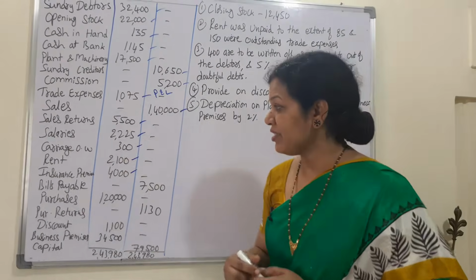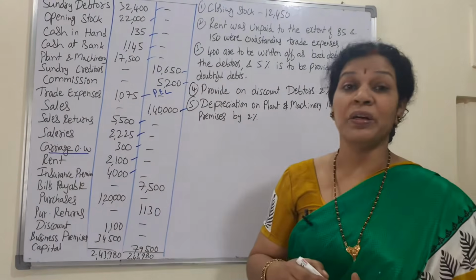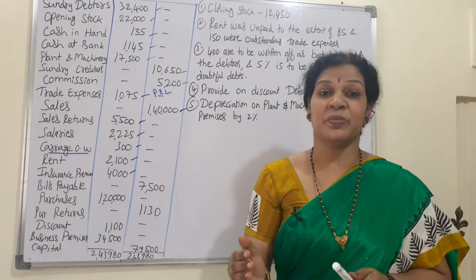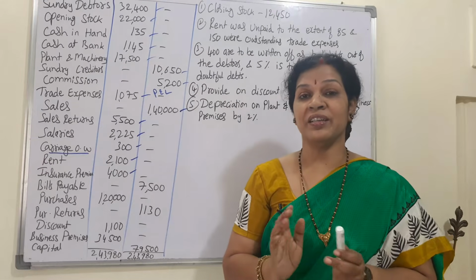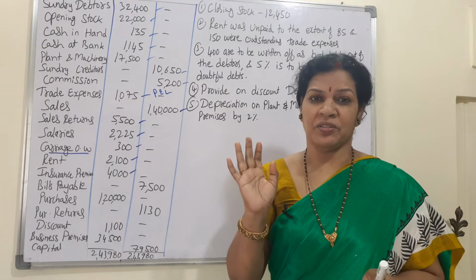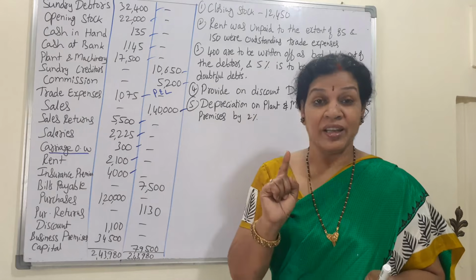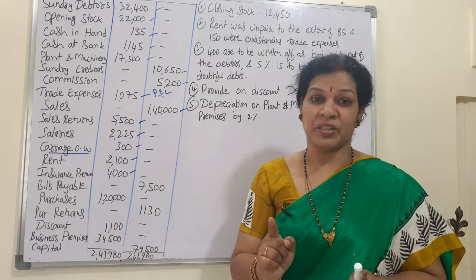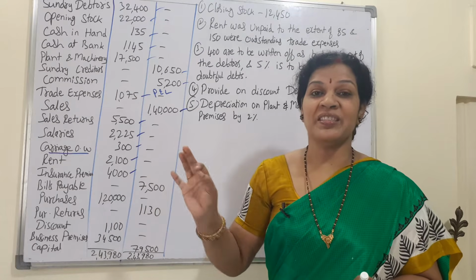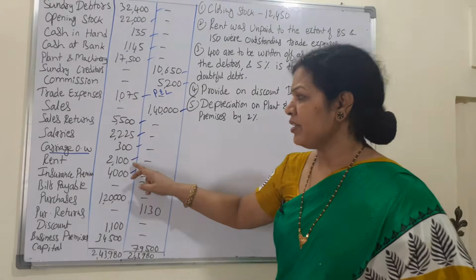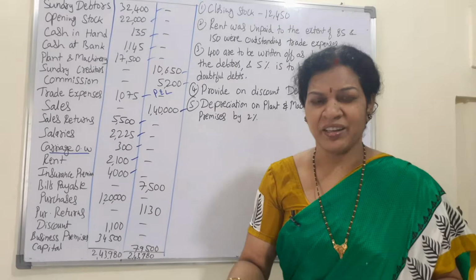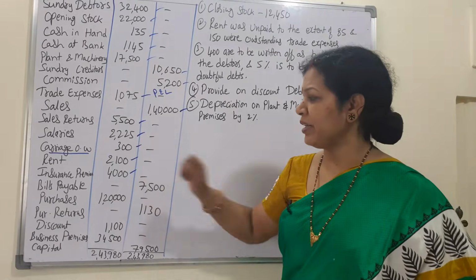Remember one thing regarding carriage outwards. Outwards are related to the office, so we are treating it as an indirect expense on the P&L account debit side. If they are saying simply carriage, then trading account debit side. Carriage inwards, trading account debit side. Only carriage outwards comes in the P&L account because it is an indirect expense. Rent and salaries, you know that these two are indirect expenses. Insurance premium, who will pay? The office only, so this is also an indirect expense.